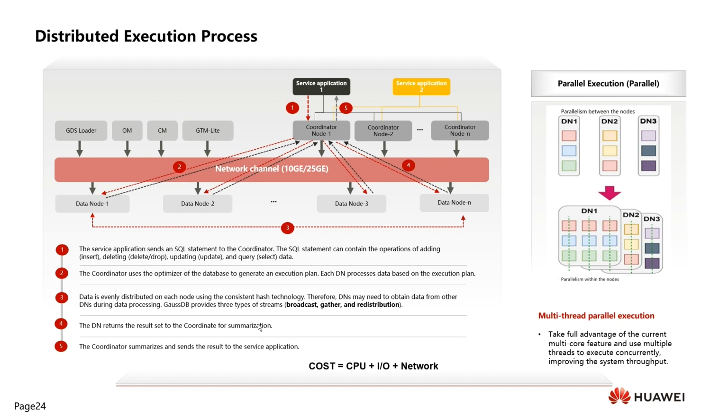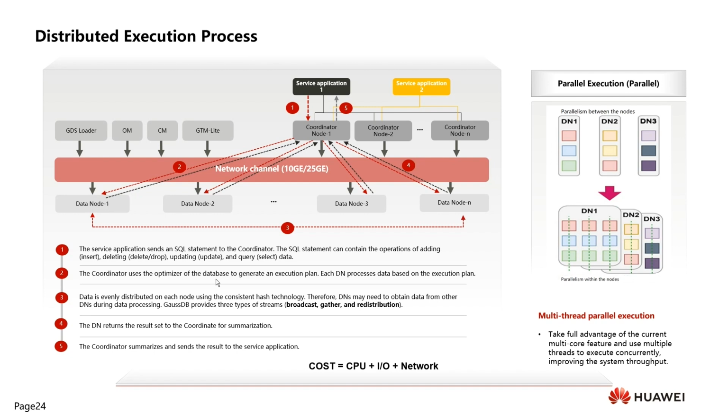In a distributed database system, the CN node is used to receive queries and break down the work to the DNs. The DNs are responsible for storing the data and doing the calculations and giving the result back to the CN, where the CN summarizes the result and gives it back to the user or the service application. In our system, data is evenly distributed on each node using consistent hash technology.